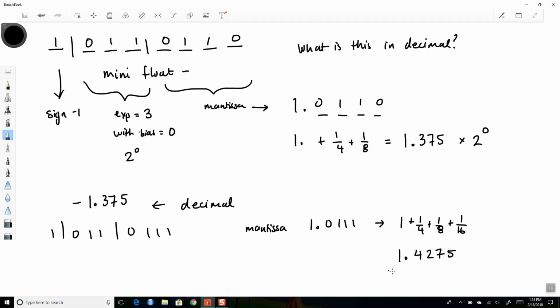Okay, so it is not possible to represent in our mini float scheme the number 1.4. Okay, if we tried to enter 1.4, it will either be 1.4275 or 1.375, and between those two numbers, 1.4275 is closer, and so 1.4 would become 1.4275. Okay, if you wanted to try to do 1.38, it's not possible. You'd have to settle with 1.375.